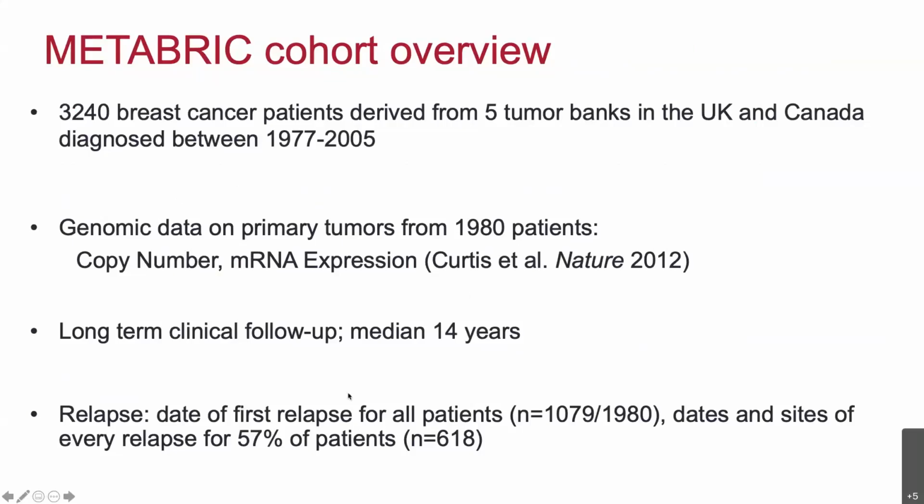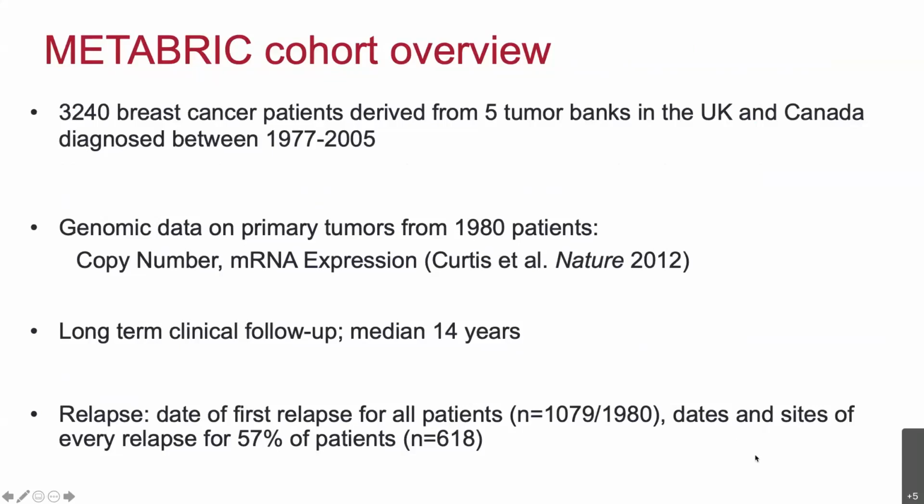But what I want to focus on today is that we've been able recently to go back and obtain information on the first site of relapse for all patients in this cohort, so about half of them relapse, as well as the dates and sites of relapse for 60% of the patients from one site. And so that's really unprecedented data in that it allows us to understand their relapse trajectories in a way that we haven't been able to before, because this information is not typically recorded in the SEER registries.